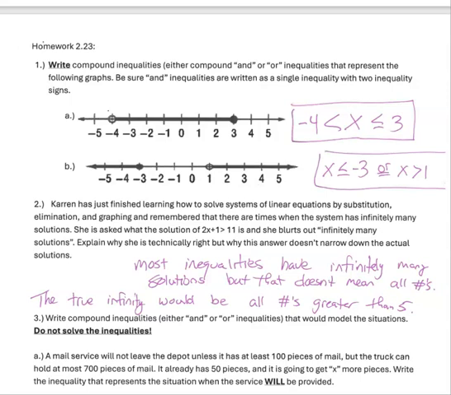The next one is going to be an OR problem. So x can be less than or equal to -3, or x can be greater than 1. And that would be the compound inequality.